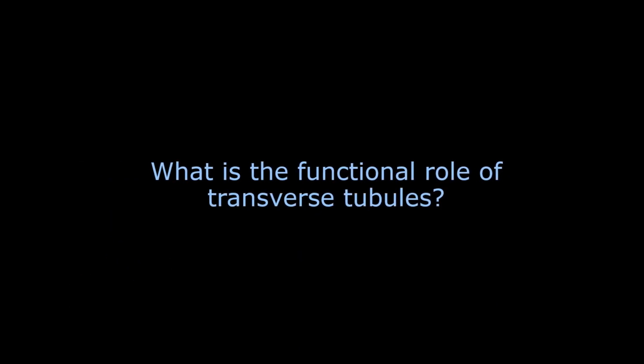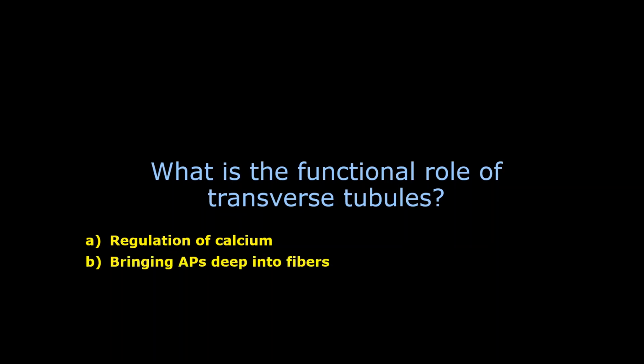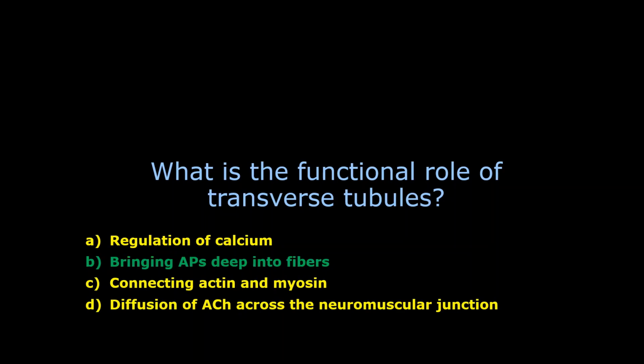What is the functional role of transverse tubules? I gave this one away already, but they will take action potentials deep into the tissue and tell the cisternae to dump out calcium. So regulation of calcium, ooh, that's not the best choice, but maybe it is. Let's see what else we have here. Bringing APs deep into fibers, that's a much better answer, even though A is arguable, that it is going to be regulating calcium at some point, but technically, and that's the best way to be correct, right, is the technical way, that should be B. Connecting actin and myosin, no. Diffusion of ACh, no. So, okay, we were right. I could make an argument for A, but B is better. B is best.